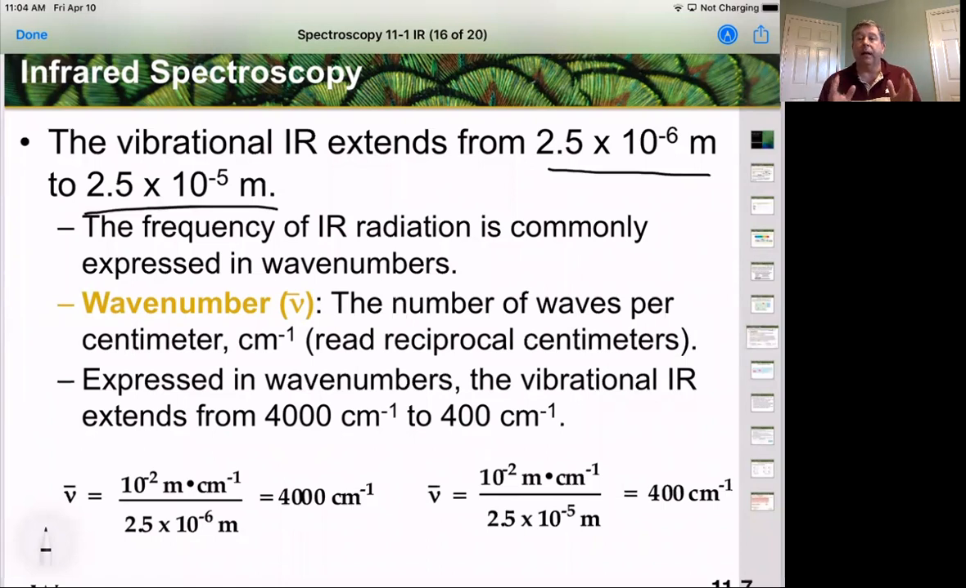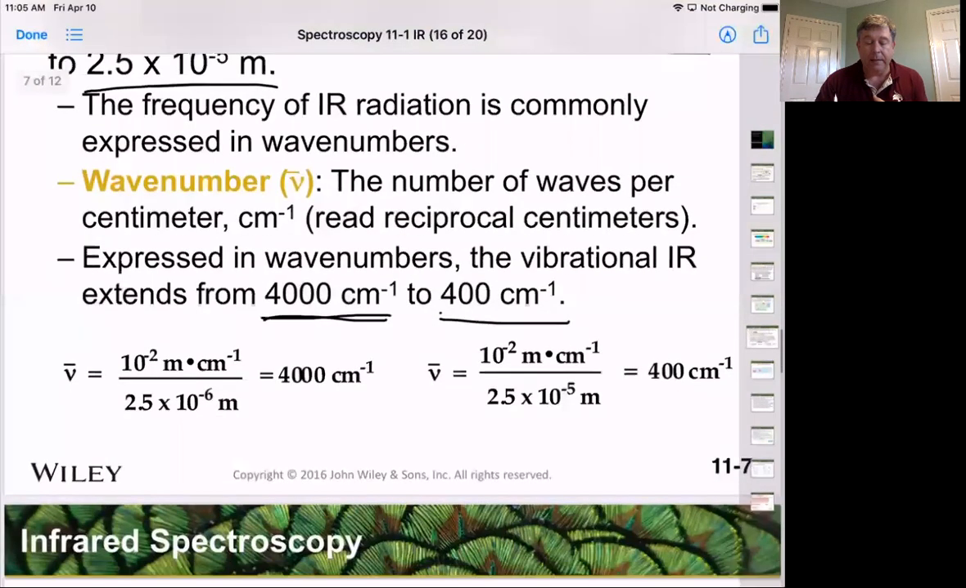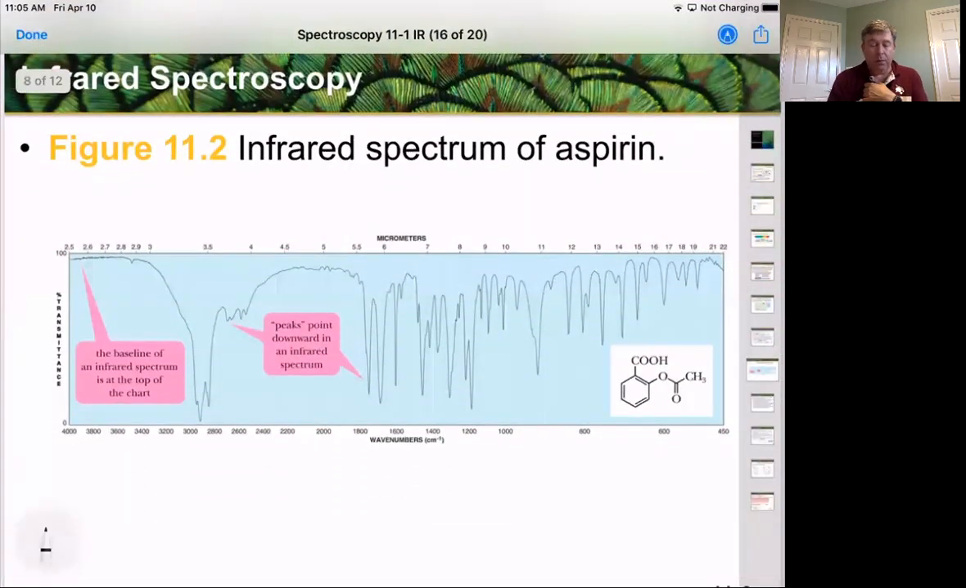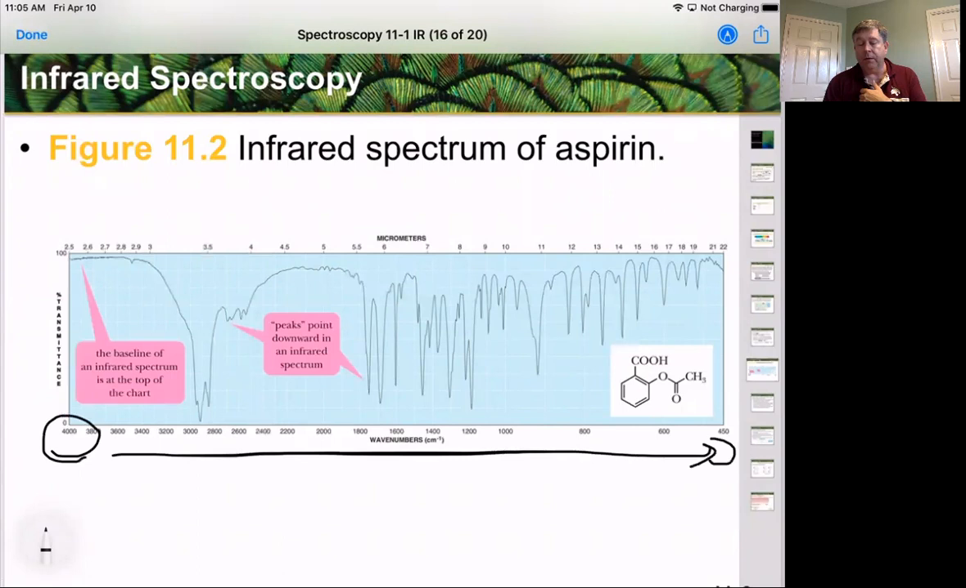Whenever we look at an IR spectrum, the numbers at the bottom of the screen are going to go from 4,000 reciprocal centimeters to 400 reciprocal centimeters. And that equates to this entire range available to us here. When we look at a spectrum, the common spectrum would look something like this, with our 4,000 range down here, going all the way up to 400 here.